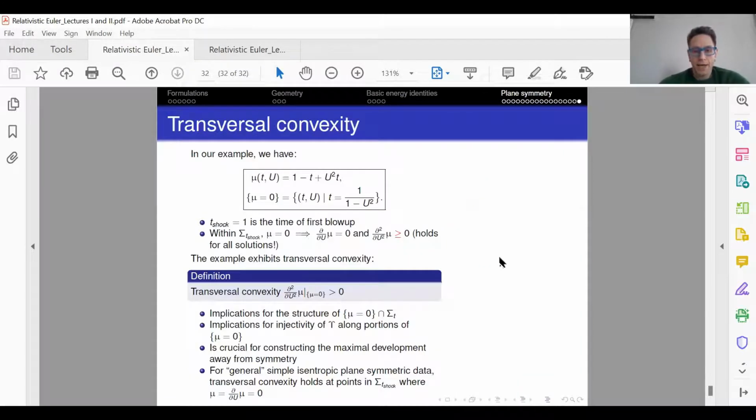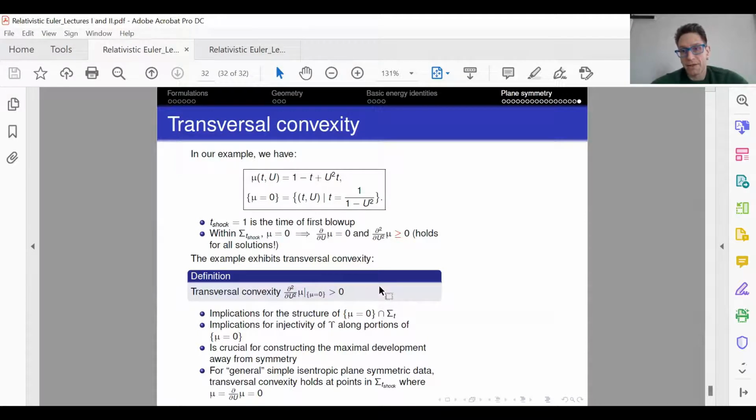Okay, and so you need some kind of assumption if you hope to understand what's going on away from symmetry. And transversal convexity is the generic thing that you would like to assume. I mean, you can understand a huge amount under this, let's call it a genericity assumption. You can find huge classes of initial data where this holds. This is a condition that is essentially propagated, at least for short times, by the flow.